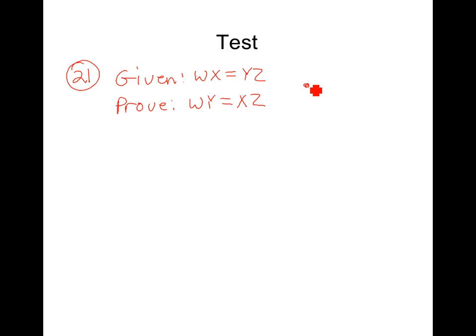And they gave us a picture. It looks something like this. Somebody tell me the letters. What was this letter? W. This one? X. This one? Y. So the given information tells us that WX is congruent to YZ. That's all the given information.